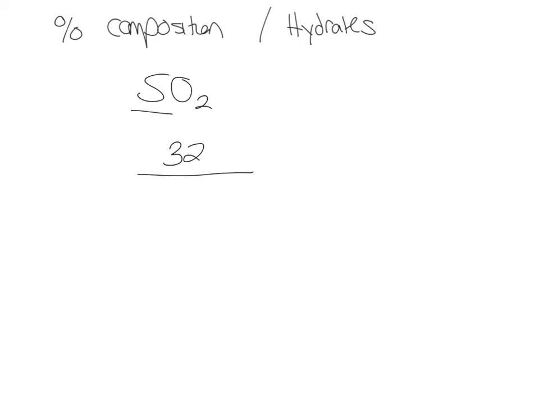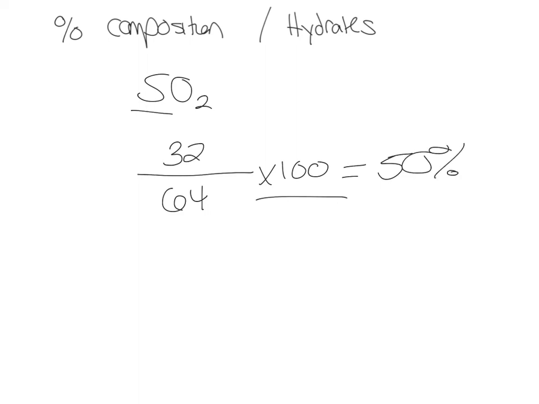Odds are the question will give you the molar mass, and they'll call it the gram formula mass, but if they don't, you can always look it up. This one would be 32 plus 2 times 16, which is 64, times 100. Make sure if you have to show a correct numerical setup, you include that times 100. It's important. Equals 50%. So this stuff is 50% sulfur by mass.